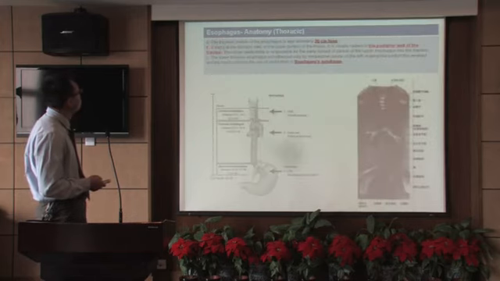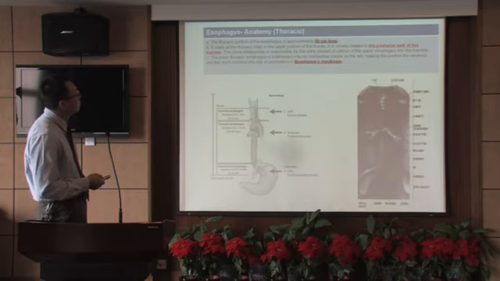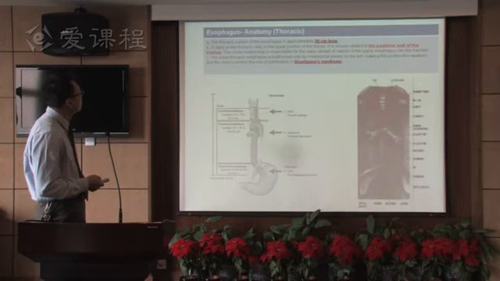The thoracic portion of the esophagus is approximately 20 centimeters long. It starts at the thoracic inlet in the upper portion of the thorax and is closely related to the posterior wall of the trachea. This close relationship is responsible for the early spread of cancer of the upper esophagus into the trachea.